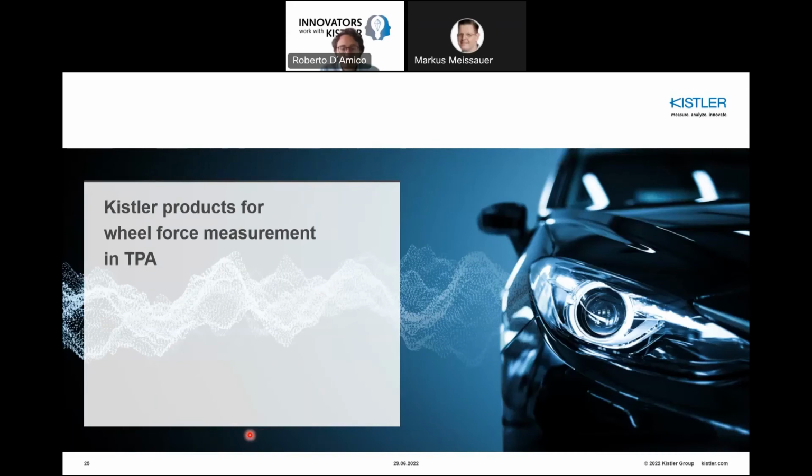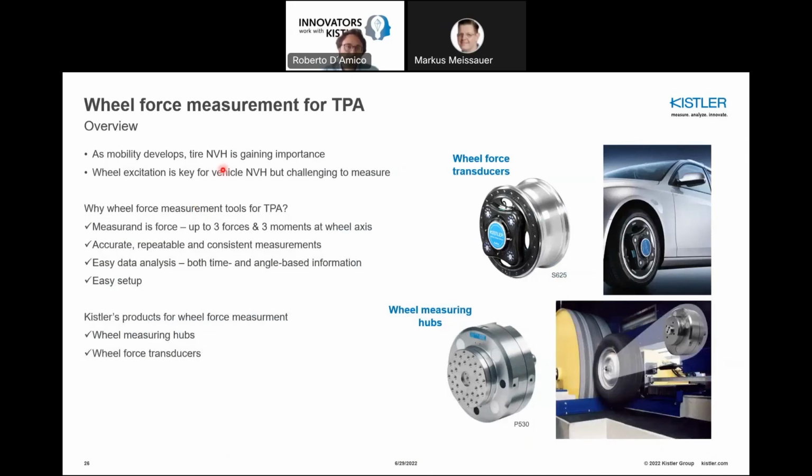Now we jump into the final section regarding the sensors for TPA, and these are wheel force products. So what we see is that mobility is developing extremely fast. This development is in the direction of the change of the propulsion system, and there is where we see that tire NVH is gaining more and more importance as well.